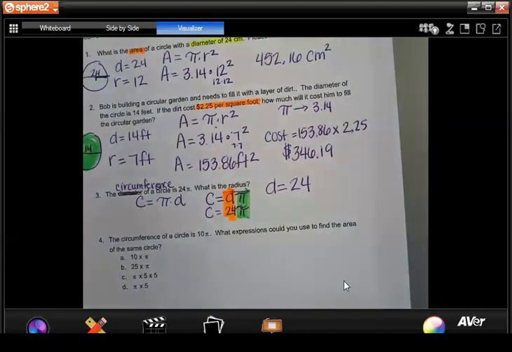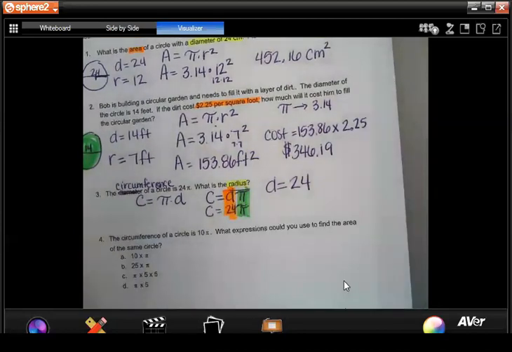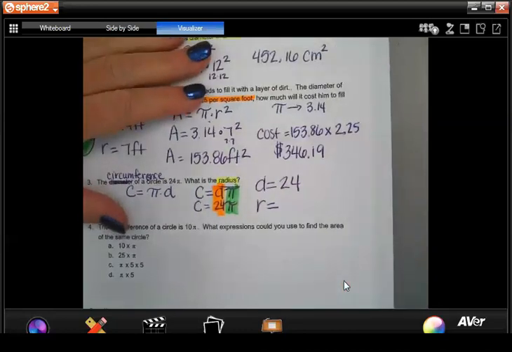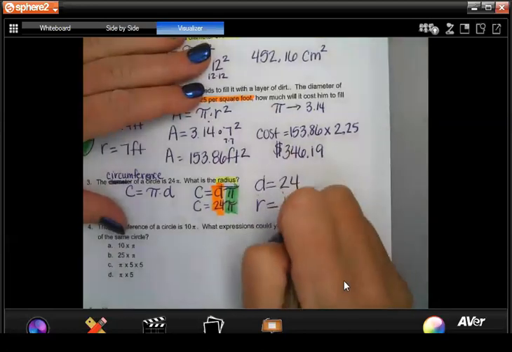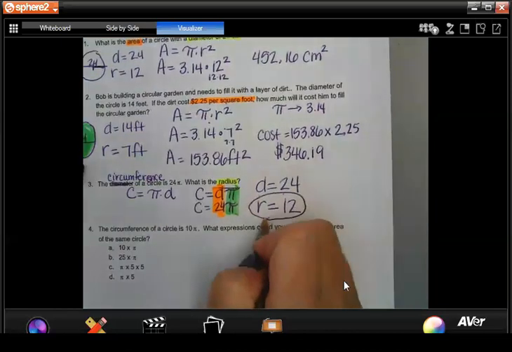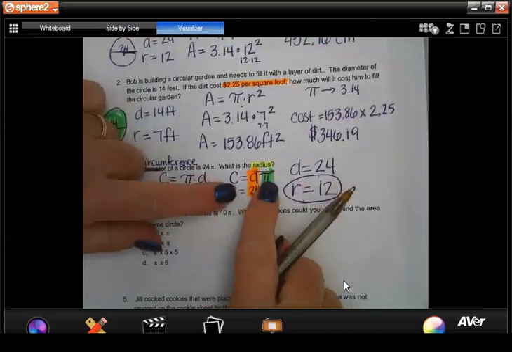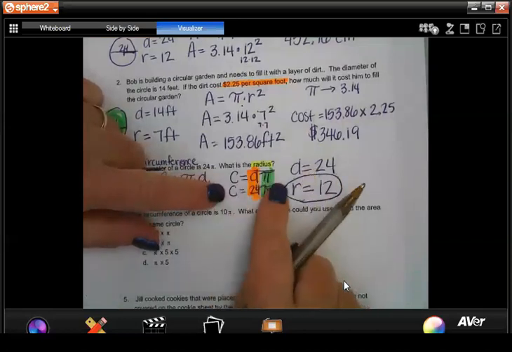Okay? So the question is asking us, what is the radius? Well, our radius is half the diameter. And if our diameter is 24, half of 24 is 12. So our radius would be 12. So see how we started with the formula? Because remember, and I've told you this whole lesson, always start with writing out the formula. No matter what, please start with that.